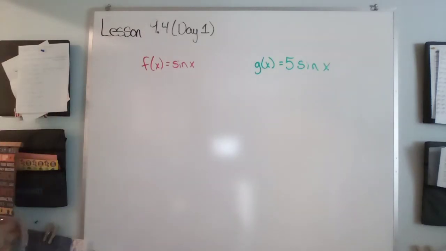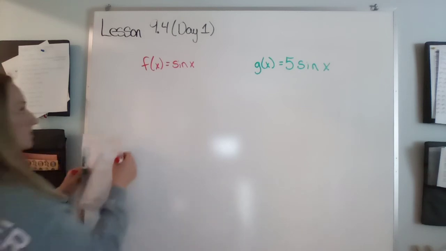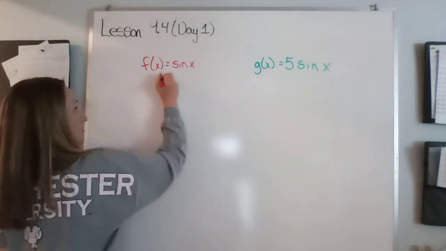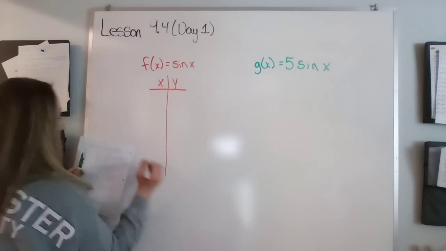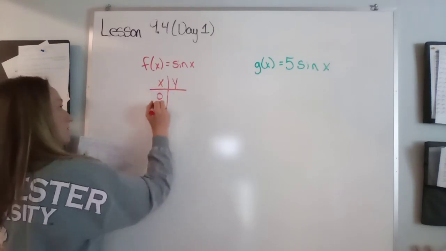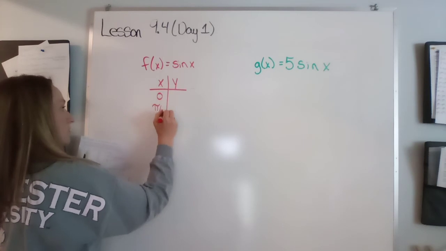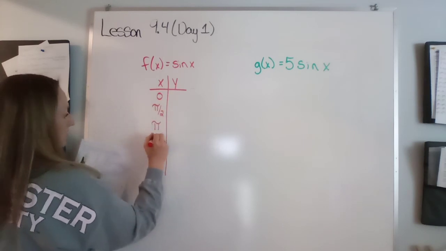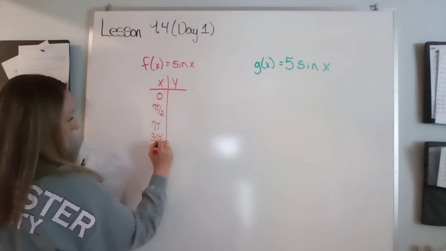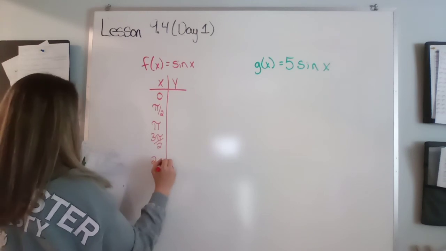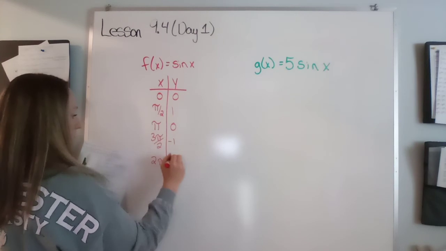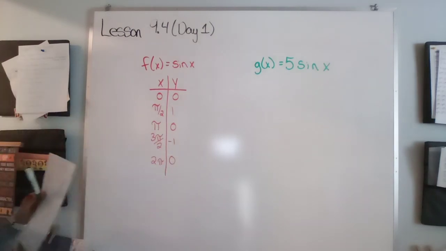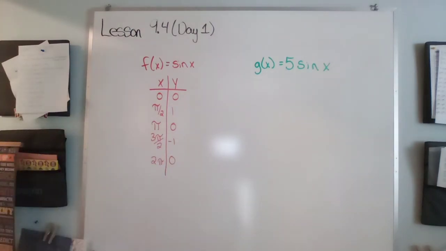All right, so let's first graph the parent function, talk about that for a second. So key points, remember I said you basically just should memorize these, but you can go to the unit circle to get them as well. It's 0, pi over 2, pi, 3 pi over 2, and 2 pi. And then it's 0, 1, 0, negative 1, 0. Okay, I'm going to graph that in a second.